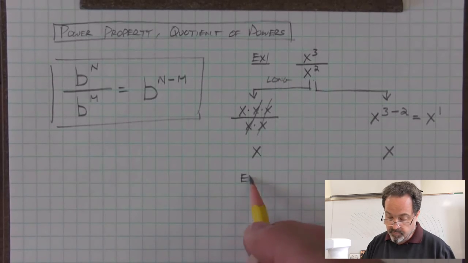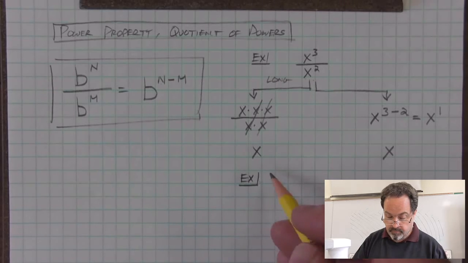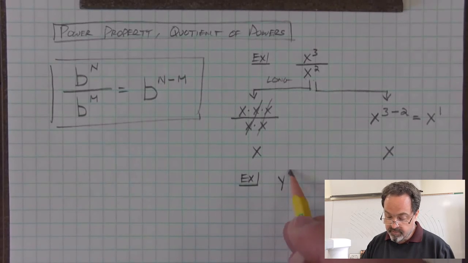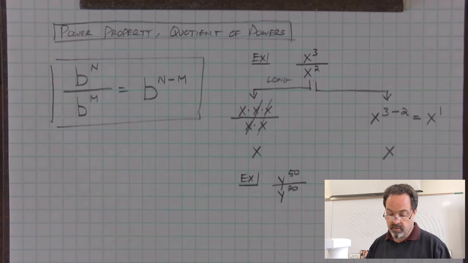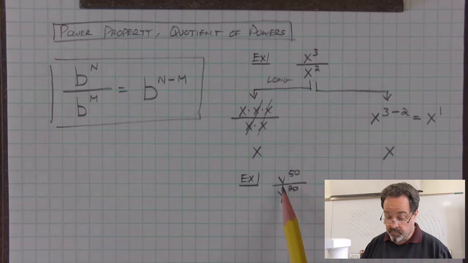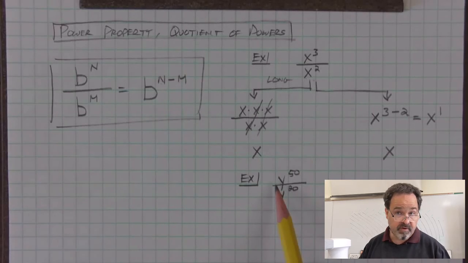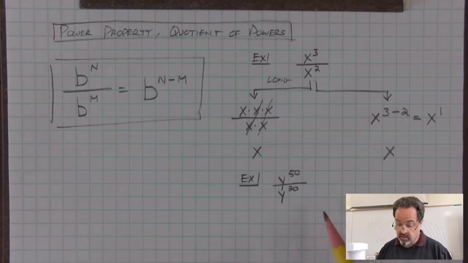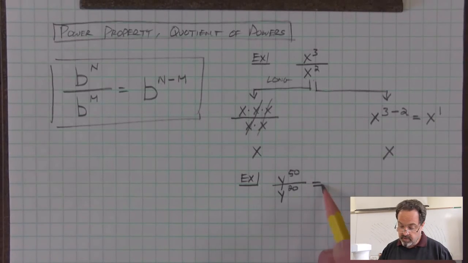Let's give another example. We could have a power y to the 50th and divide by another power with the same base, y to the 20th. Expanding these 2 powers would take a lot of time. This would be y times itself 50 times and divided by y times itself 20 times. We can use this property.